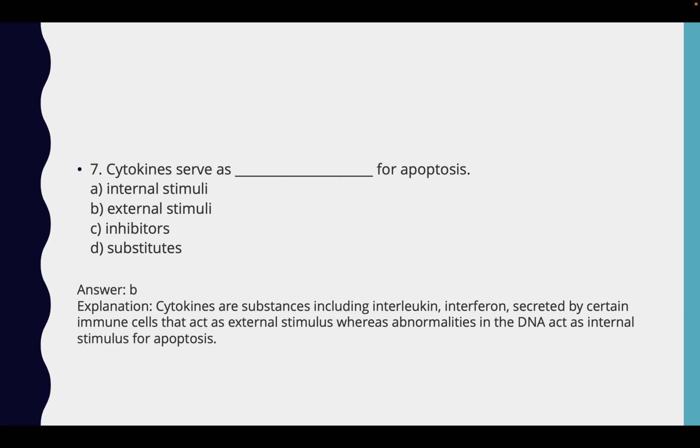Okay, I will check it again then. But cytokines also help in inflammation. Yes, I said that. They can serve as inhibitors for apoptosis, because apoptosis leads to cell shrinkage. So it might be the best response for how they could serve as for apoptosis. In that case, it might be external stimuli.